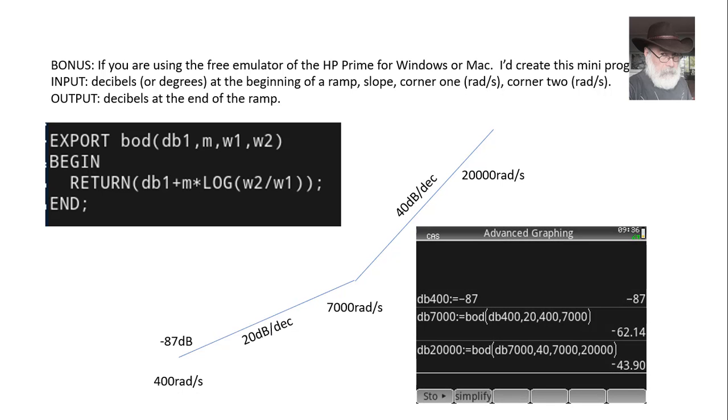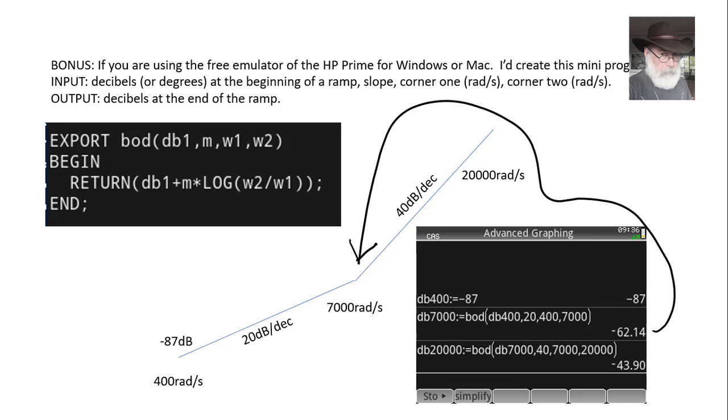We use Bode. We pass the parameters negative 87, which are the decibels at the beginning of the ramp, 20, which is the slope of the ramp, 20 decibels per decade, 400 and 7,000, which are the frequencies at the beginning and the end of the ramp. It returns negative 62.14 decibels, which is the value of the decibels at the far end of the ramp.